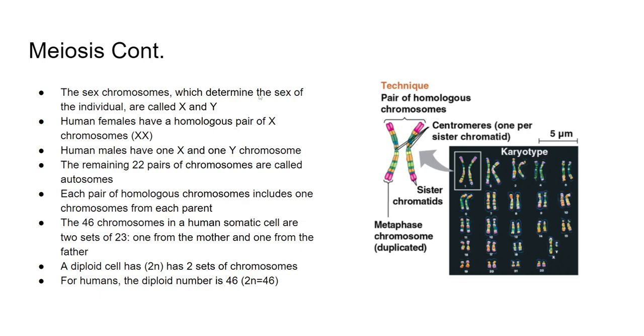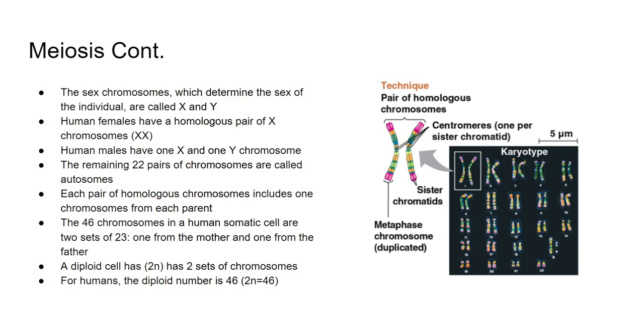So the sex chromosomes, which determine the sex of the individual, are called X and Y. So human females have a homologous pair of X chromosomes. They have 2 X chromosomes. And then human males have 1 X and 1 Y chromosome. And the remaining 22 pairs of chromosomes are called autosomes. So in total, we have 23 pairs of chromosomes, but only 22 are referred to as autosomes because they don't relate to the sex of the individual.